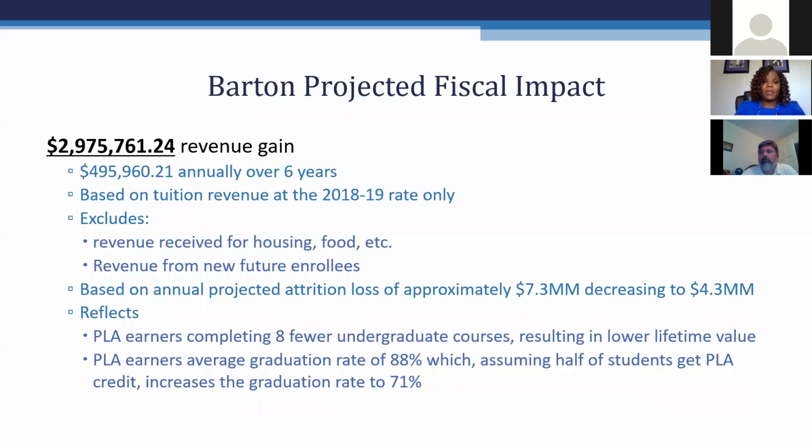It'll be important to note that this is based on tuition revenue for their 2018-19 year. It does not include any revenue received for housing, food, or revenue from new enrollees. It doesn't factor in the number of students that might be on academic scholarship from the university. And it does reflect the fact that PLA earners wind up completing net 8 fewer undergraduate courses, and that they have an average graduation rate of 88%.